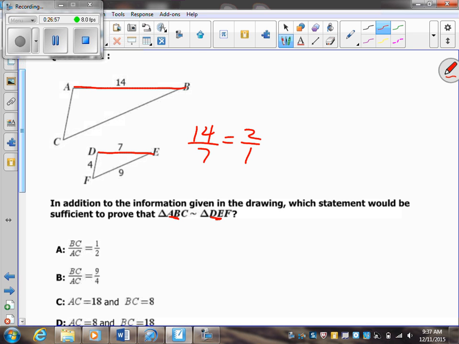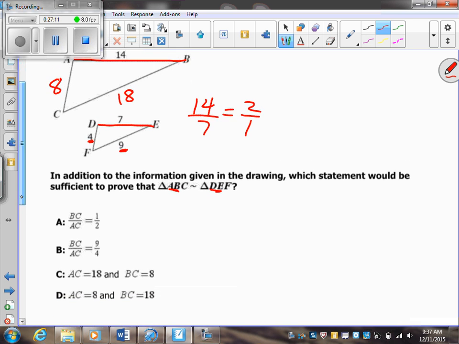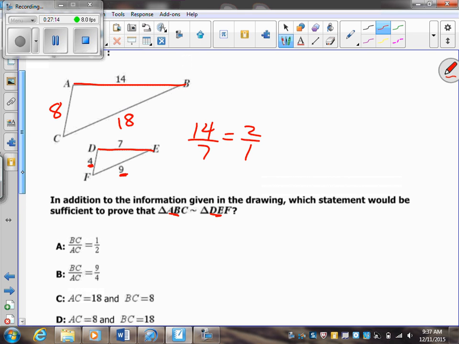So this is the smallest one. This is 9, so this is going to be 18. This is 4, this is going to be 8. You just multiply them by 2. So pick whichever one is enough for you to prove that the two triangles are similar. So it says BC over AC. That's not going to prove anything. BC over AC, the same thing's not going to prove anything. So AC needs to be 8 and BC needs to be 18. So you guys got it.